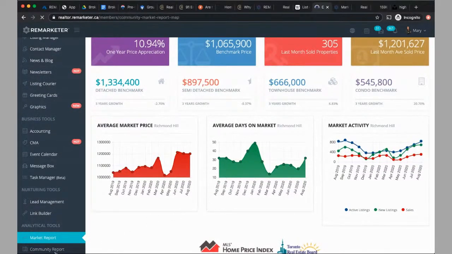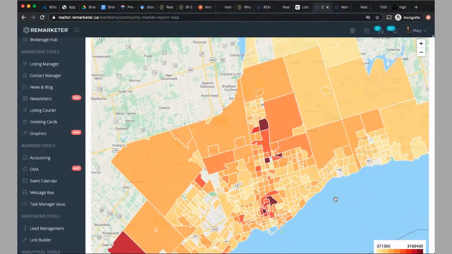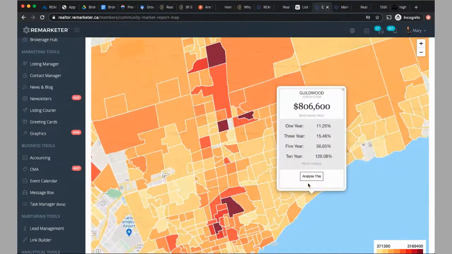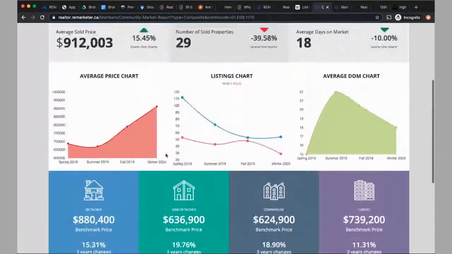Now, the community report is exactly the same thing as well, but I want to show you a few tricks here as well. So let me just quickly show you the community. So let's say we're going to be looking at, let's say Guildwood. All right, so that's the Guildwood market report for you. It's ready to be downloaded and shared if you want.